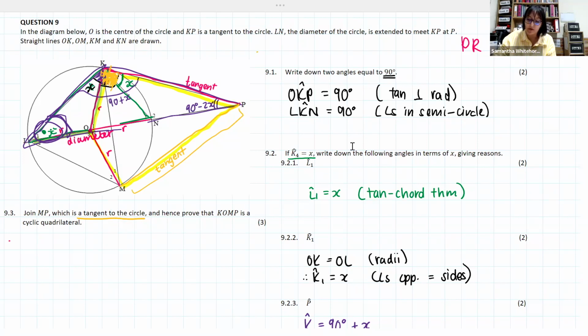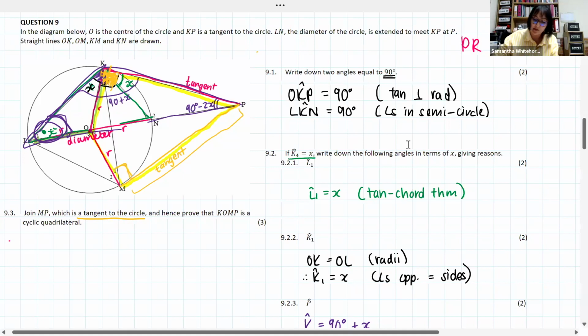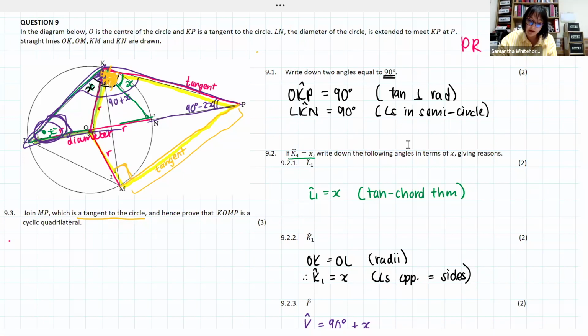Okay, let's see what we've got. Okay, so Bongi, Nkosi, OMP is equal to 90. Love it. Tan perp rad, I'm in full agreement. So this angle here is also equal to 90. Wonderful. Emmanuel, angle K and angle M. Okay, awesome. Same thing. Perfect, guys. Well done.